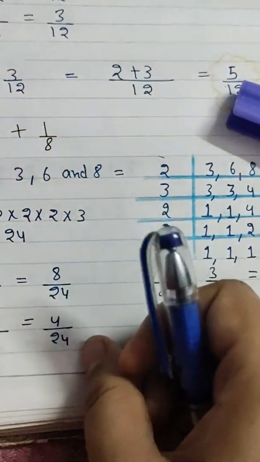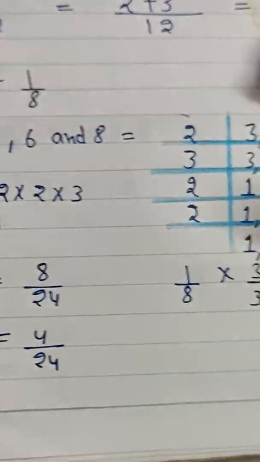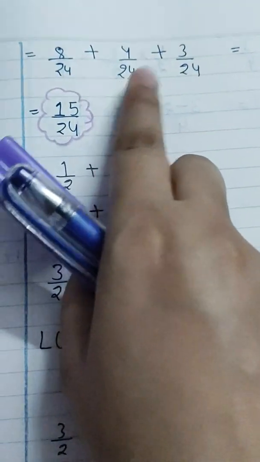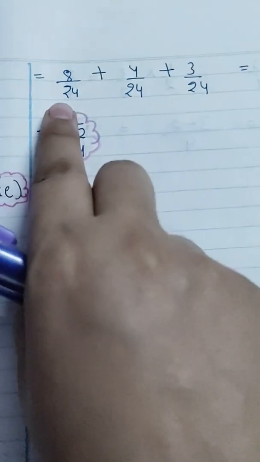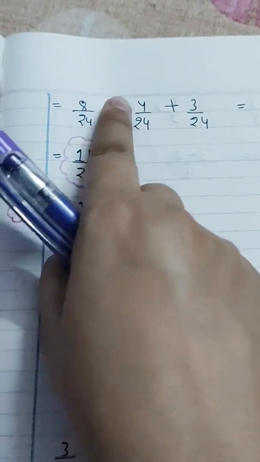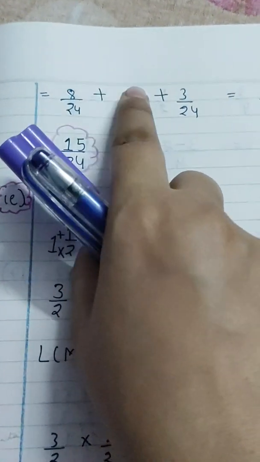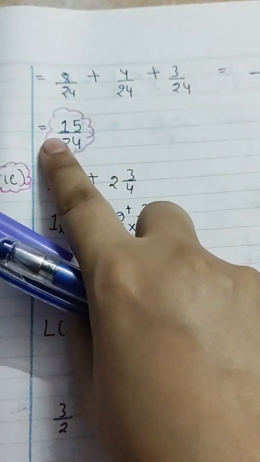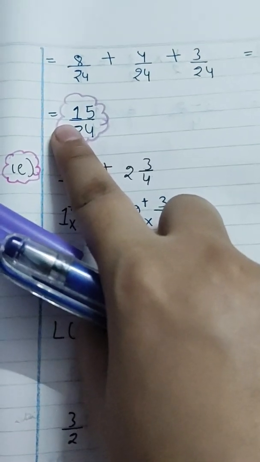Now 8 over 24, 4 over 24 and 3 over 24, you will add. I have told you that firstly you will write like this, but you will not add this 24, 24, 24. You will just take 24 common like this and you will add the numerators: 8 plus 4 plus 3. So 8 plus 4 is 12 and 12 plus 3 is 15, so you have written 15 by 24 here.